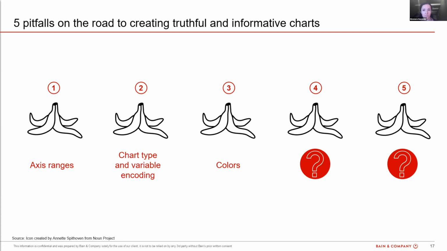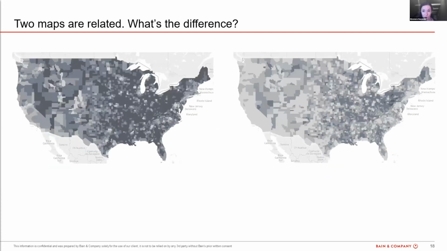All right, some more exciting stuff. Here I have 2 maps, and I can tell you right away they are related. Any guesses what's the difference? Why do they look so different? And this is a tricky question. Okay, in the interest of time, I'm going to reveal the answer.